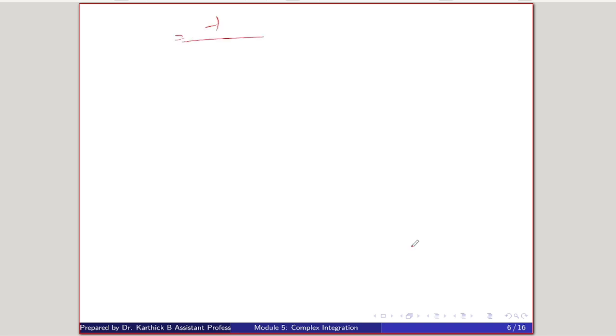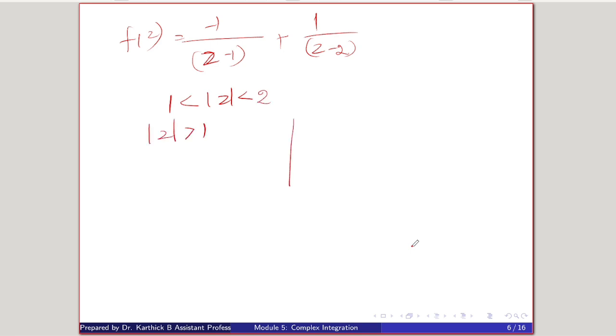So we may take this equation first. It will be of minus 1 by z minus 1 plus 1 by z minus 2. So how can we express this? Of course, this is our function f of z. I may take this region. What is the region? They have defined 1 less than mod z less than 2. I may split this into two divisions. Mod z greater than 1. I need to check whether it is less than 1. When will it be less than 1?